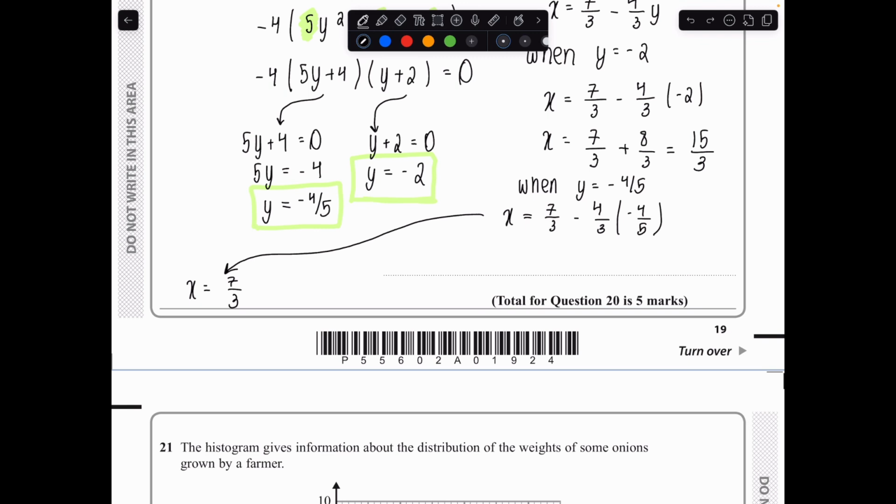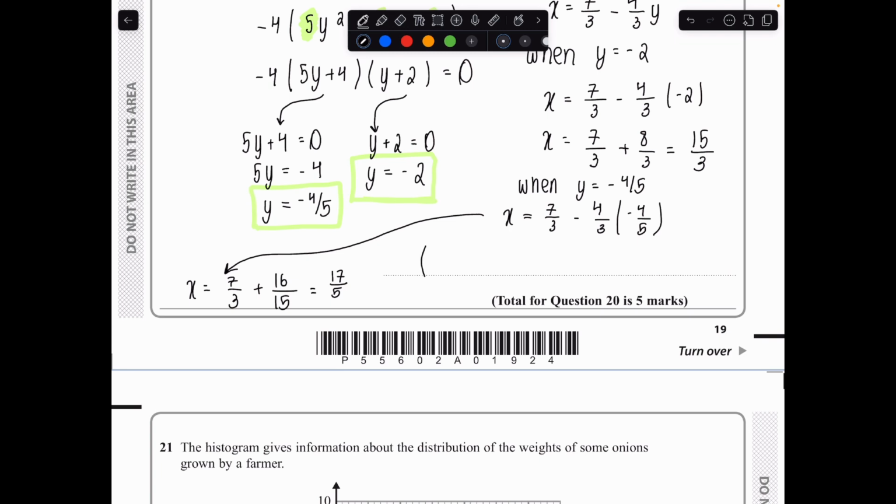So then we get 7 over 3 plus 16 over 15. Now from here, if we put that into our calculator, we get 17 over 5. So then we can write our final solution.